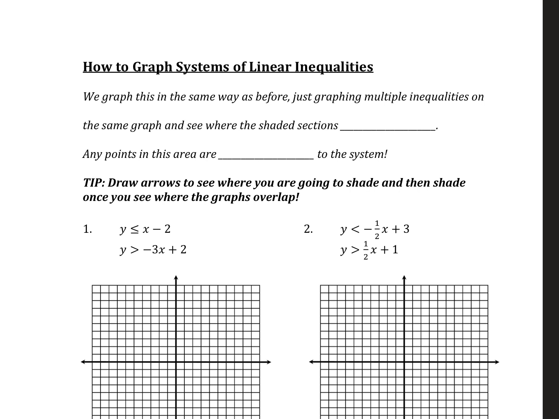Okay, very cool. So the solutions are still where things are shaded, but we're going to be showing where the sections overlap. It's because we're going to have multiple things happening in the same graph. The solution needs to be true for all the equations or all the inequalities in a system. Where those shaded sections overlap is going to be true for all of them, okay? These are all going to be solutions to the system, okay?